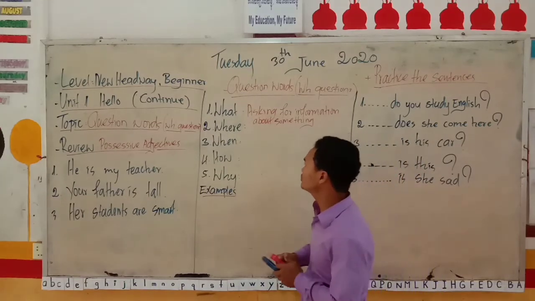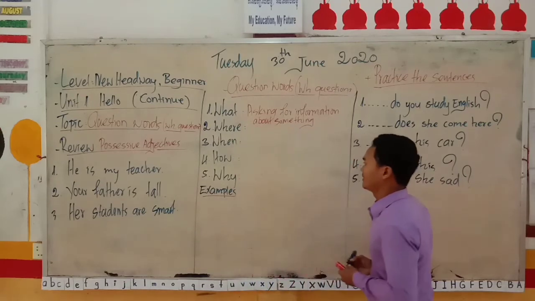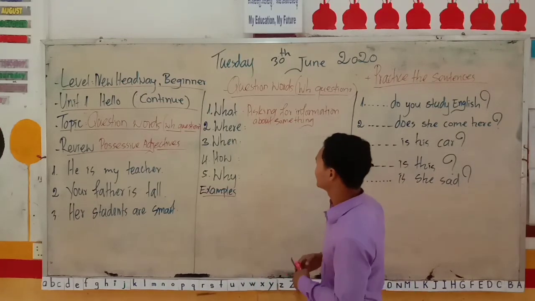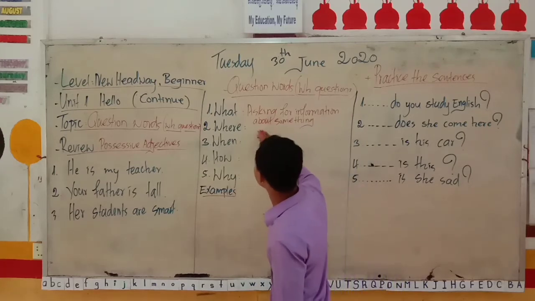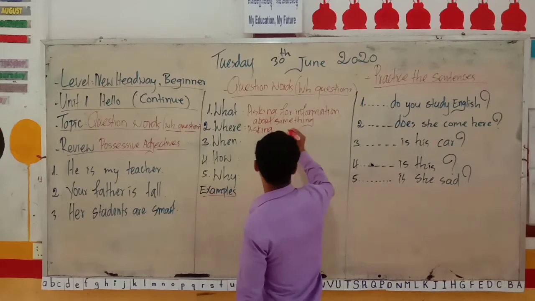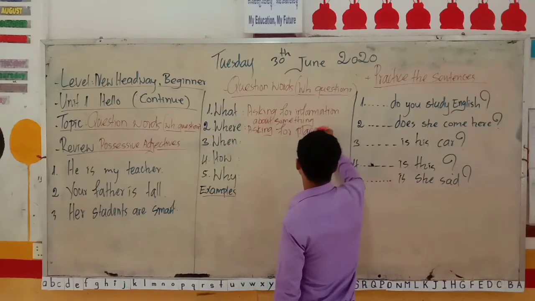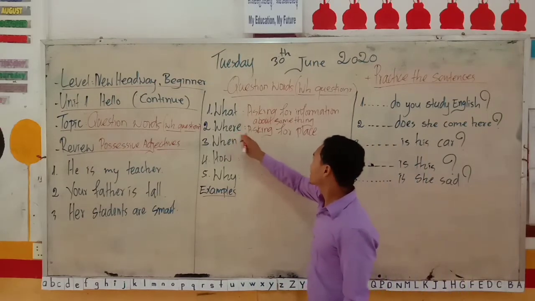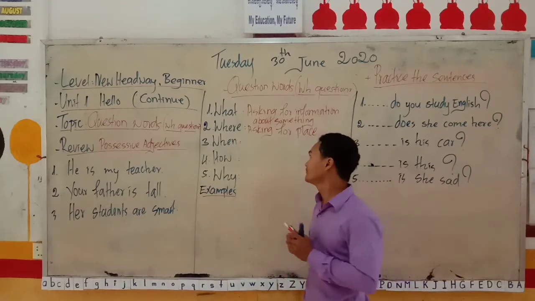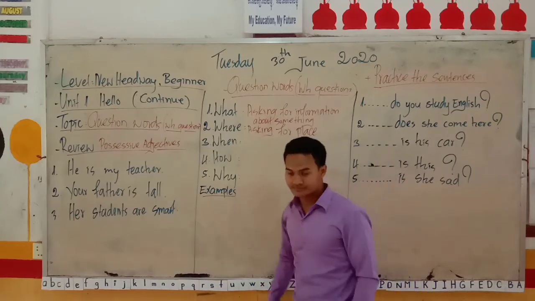Okay, move to number two: Where. Where are you from? Where is your mother? Where is your teacher? Like that. Where is asking for place. We are asking for place.